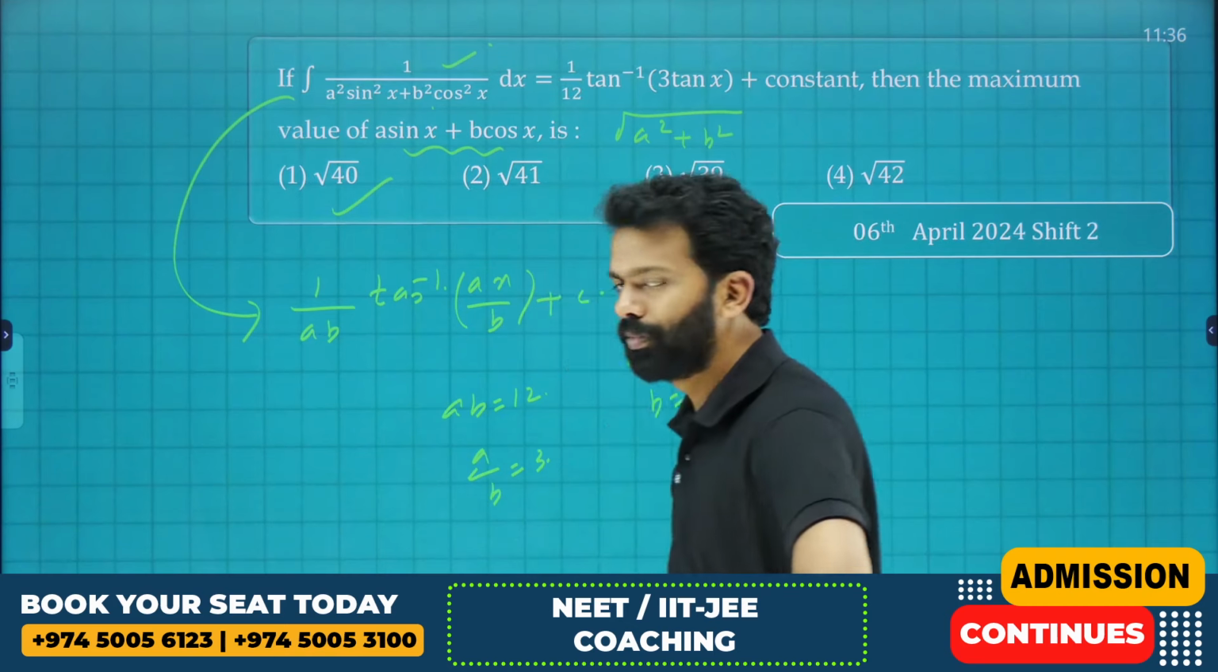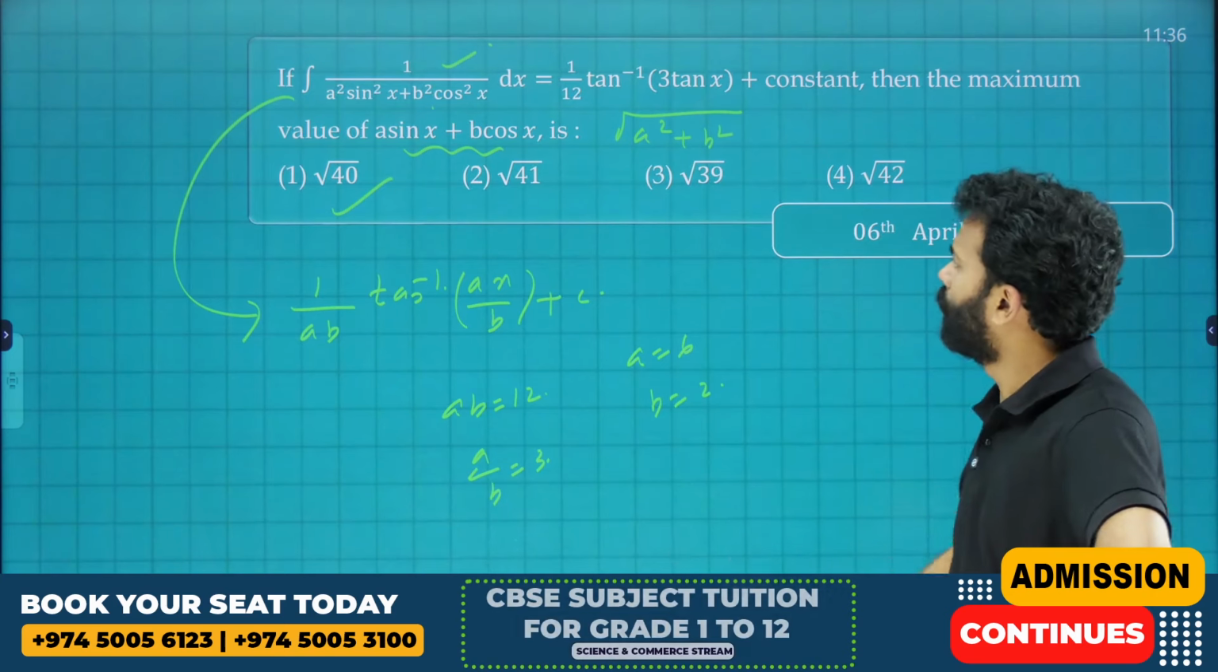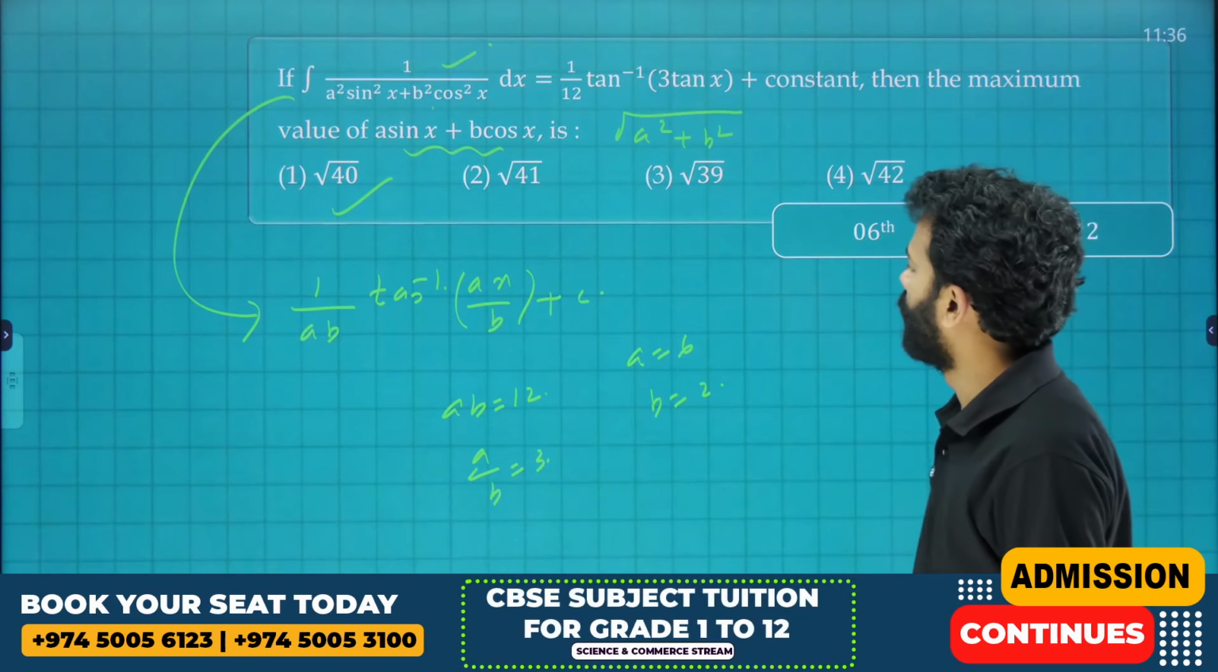Therefore, what is the maximum value of a sin x plus b cos x? That is root 40. There is nothing to do here. It's a 30-second question, a 10-second question. Therefore, root 40 is the final answer. And next one.